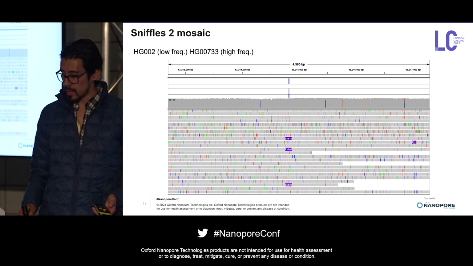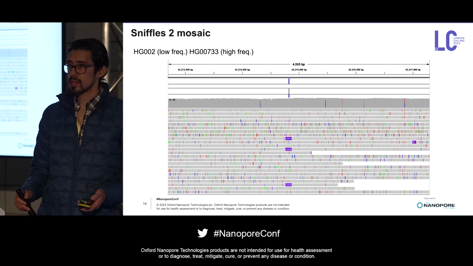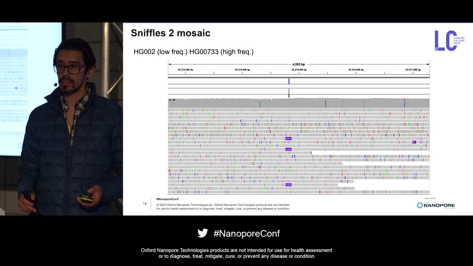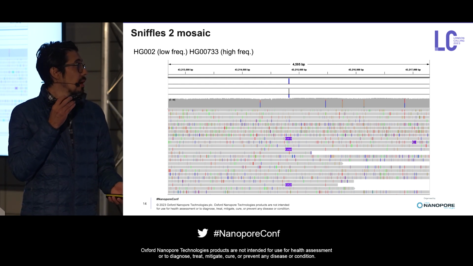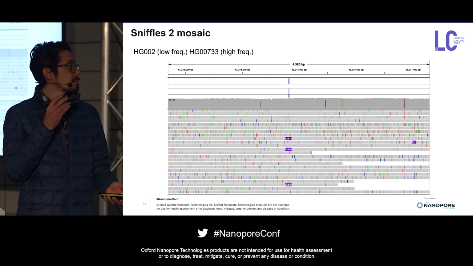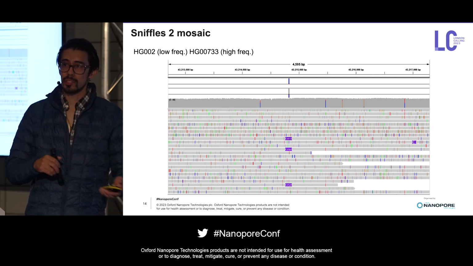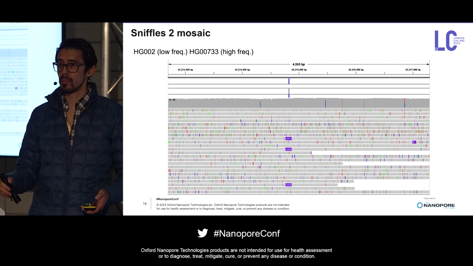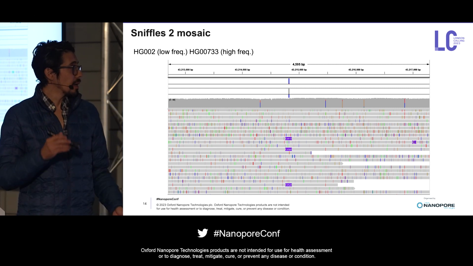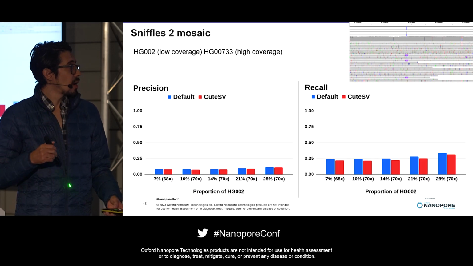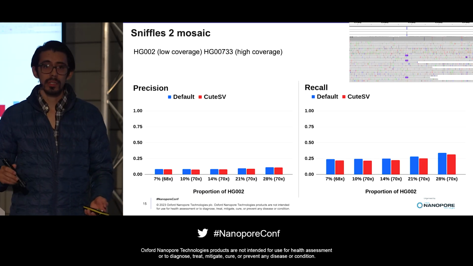So the next part is the mosaic structural variant calling. In this case, I'm showing you an example of a low frequency HG002 that was mixed into a higher frequency HG073. This is in order to simulate what mosaicism would be. And what you can see, we can detect a couple of these insertions. So how do we perform in that regard?